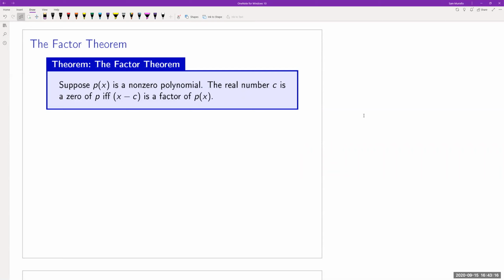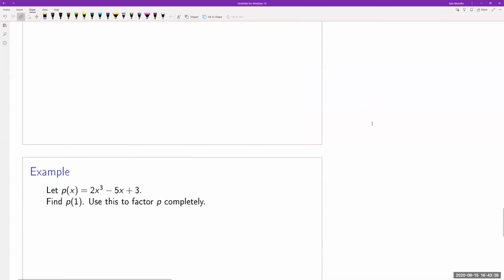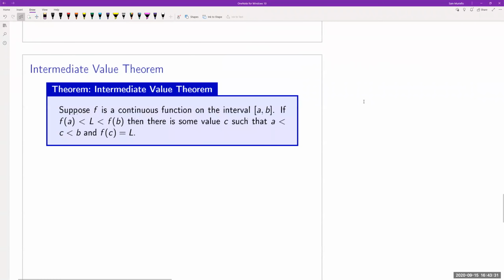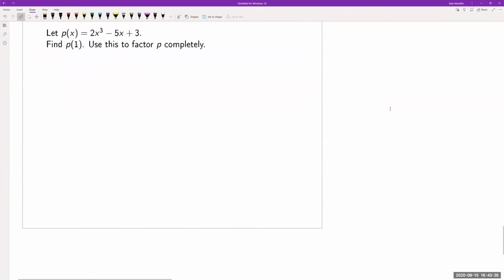With this in mind, we can actually factor polynomials of larger degrees as long as we are able to make a guess at least one of the factors. We already saw the intermediate value theorem last time. It will end up proving useful as well in the next section. So we'll come back to this bit.